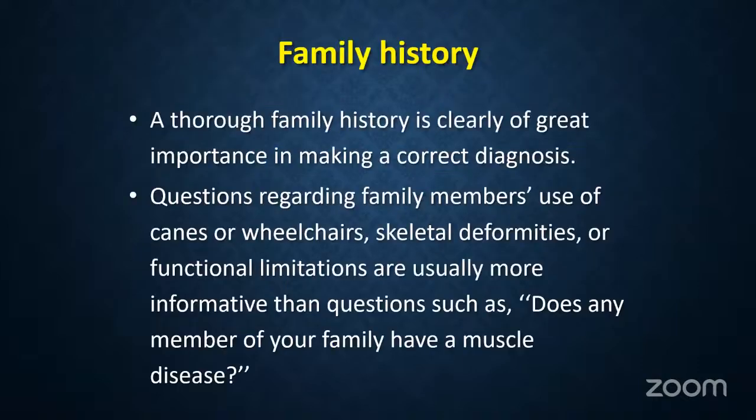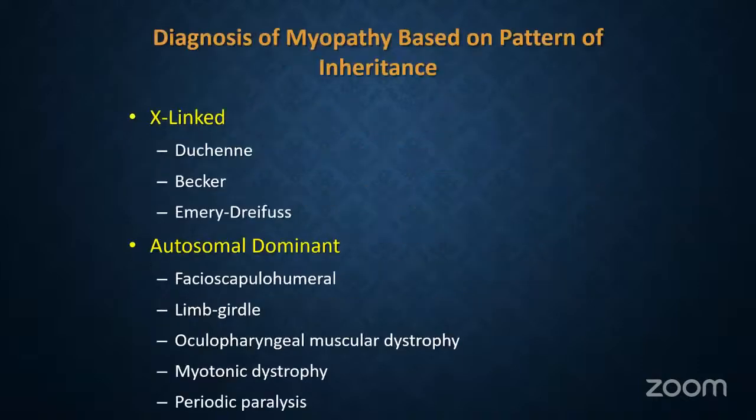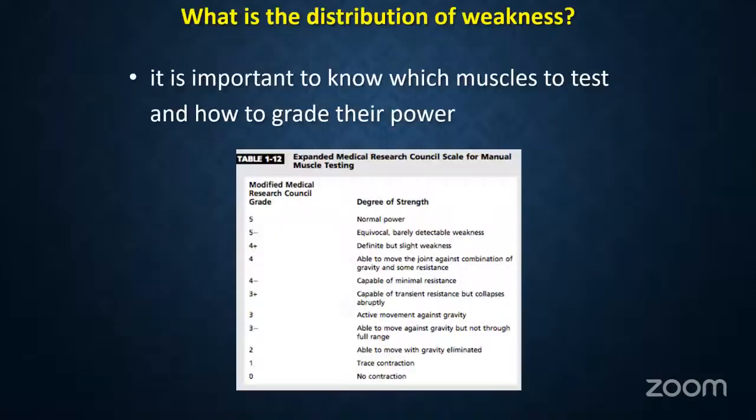Thorough family history should be asked and a family tree should be made. X-linked inheritance is seen in DMD, BMD, and EDMD. Autosomal dominant inheritance is seen in FSHD, LGMD, OPMD, myotonic dystrophy, and periodic paralysis. The rest of the LGMDs are mainly autosomal recessive. The MRC scale should be used for the grading of muscle strength.